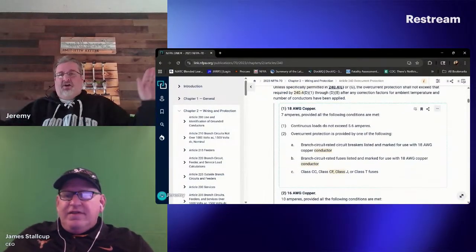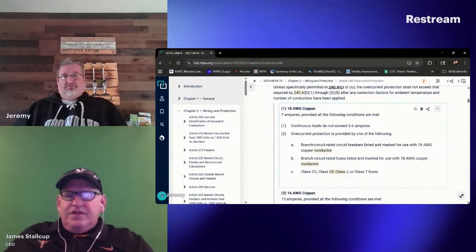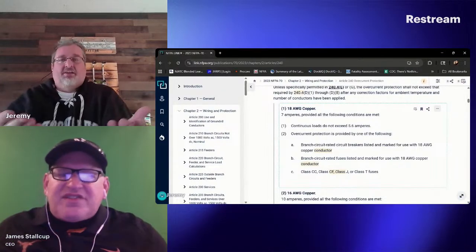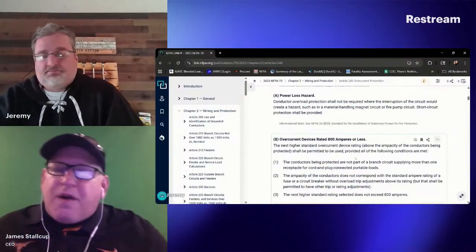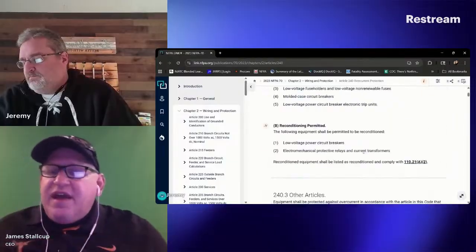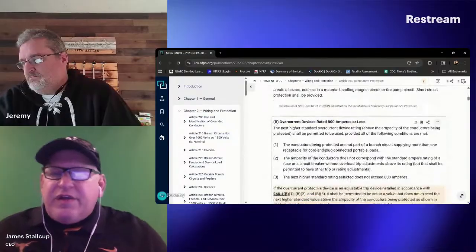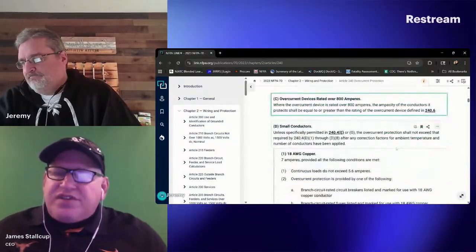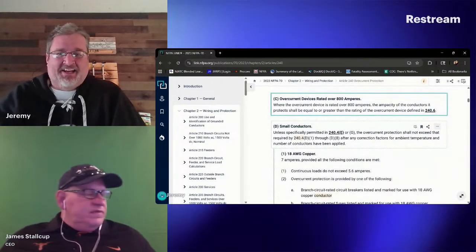So if the first sentence in all these code articles is gospel, everything else we can just ignore? No, you still have to size everything based on continuous and non-continuous. But I have to go to Part 1, Article 240 to see how to size the overcurrent device, and if there are any rules in there that supersede what's here. Supersede what? There's no superseding anything.